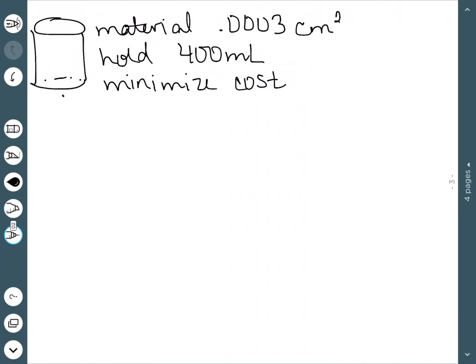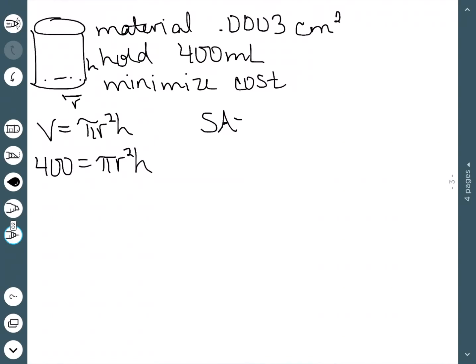Well, we have 2 dimensions here, R and H. We know that the volume of a cylinder is pi r squared h. So I have 400 is pi r squared h. The material is just going to be on the surface area. And the surface area of the cylinder is given by 2 pi RH plus 2 pi r squared. So this one's going to be a little more complicated.